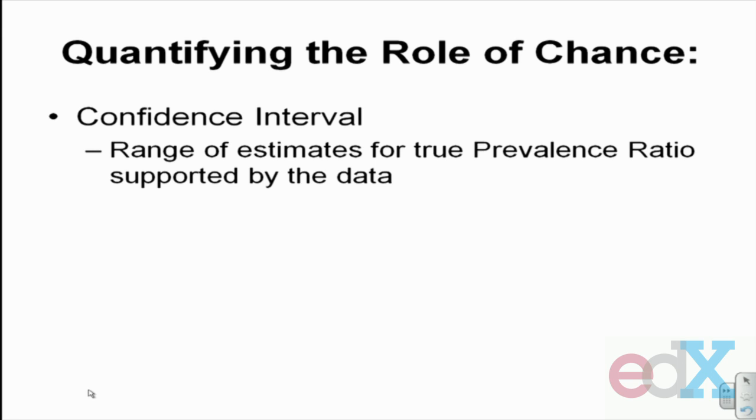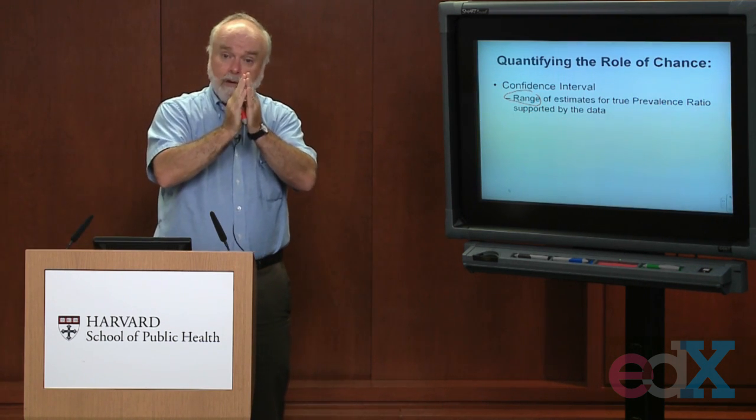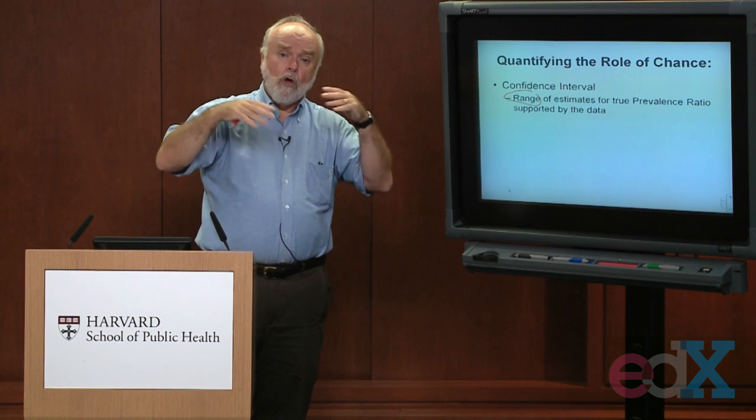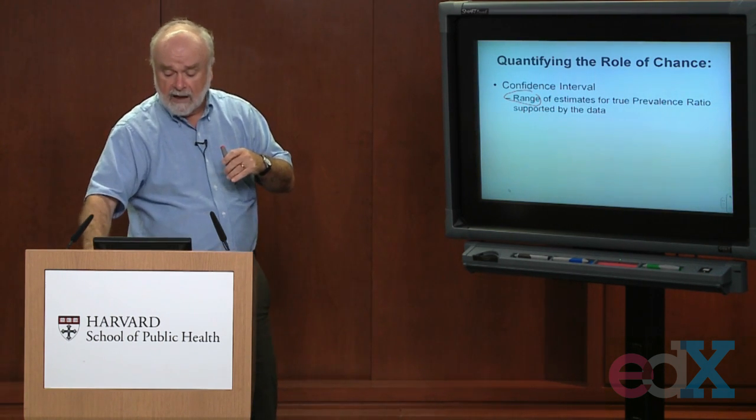Well, a confidence interval is going to give me a range of values. It's going to be built around my best guess, 0.82, but it's going to go above and beyond that. It's going to give me a range of values as believable estimates for the true prevalence ratio based on what I have in my data set. So instead of reporting a single estimate, 0.82, it gives a range of estimates, all of which are reasonable estimates based on what I observe in this data set.